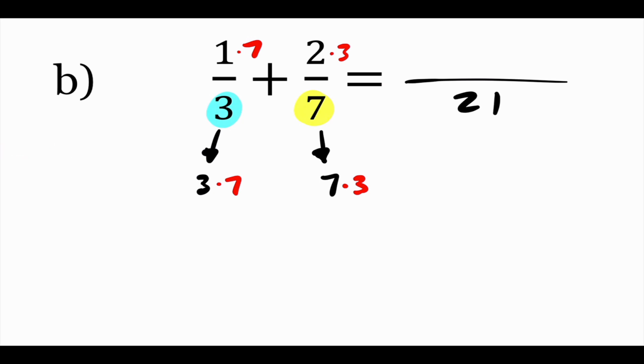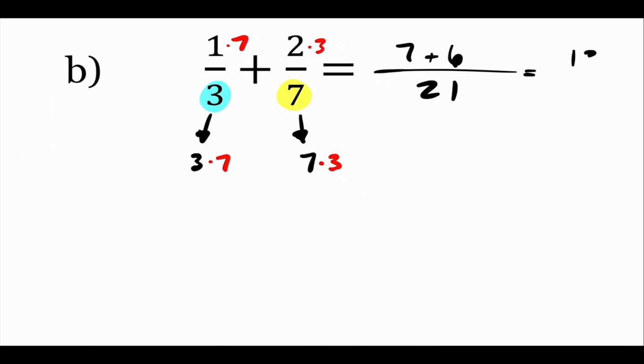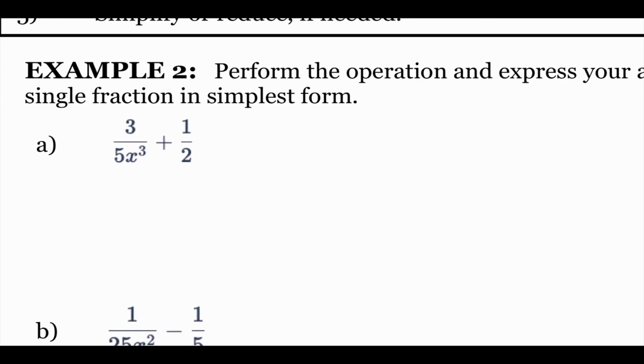1 times 7 is 7, plus 2 times 3, which is 6. Add the top. I don't think I can reduce 13 over 21. I'm done. Those steps that you did for A and B, you're going to do exactly the same thing. I'm not going to include any more steps. These are the same steps. It's going to look a little different because you're not in 4th grade, 5th grade anymore, right? It's going to look a little different, but it's exactly the same thing. Okay? All right, so let's look at 2A.